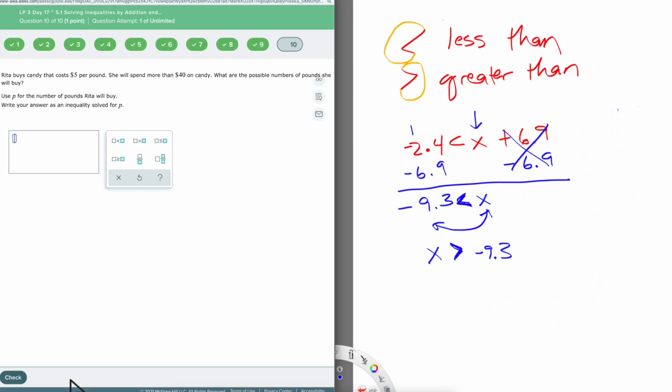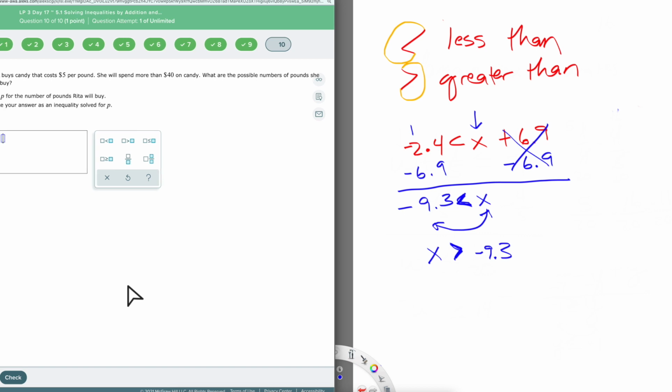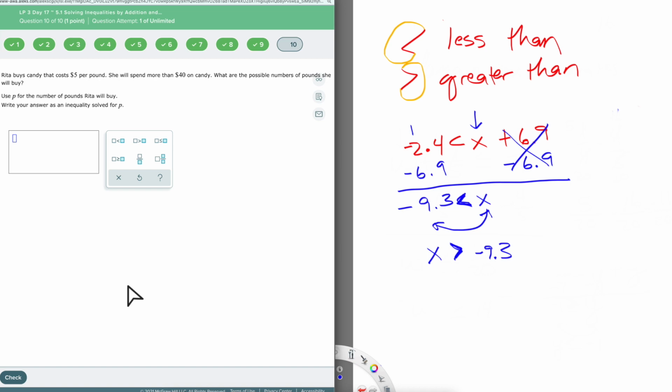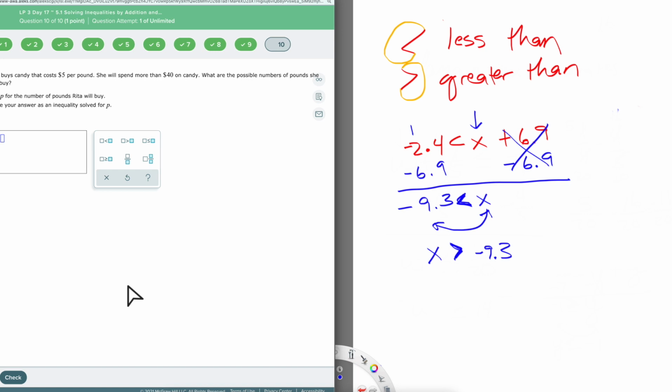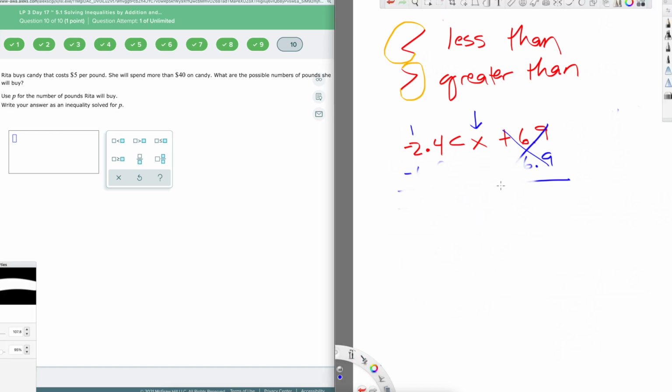Okay, so we have Rita buys candy that costs $5 per pound. She will spend more than $40 on candy. What are the possible numbers of pounds she will buy? And then it tells us to use P for the number of pounds Rita will buy and write your answer as an inequality solved for P. So they actually want us to solve and figure out exactly how many pounds she could buy in this case. Remember, it's an inequality, so it's not going to equal a number. It's going to be greater than or less than a certain number, depending on our problem here.